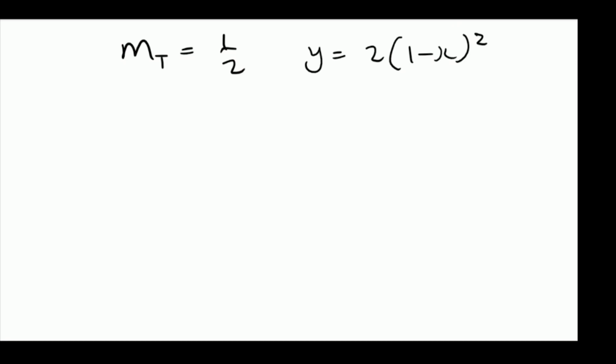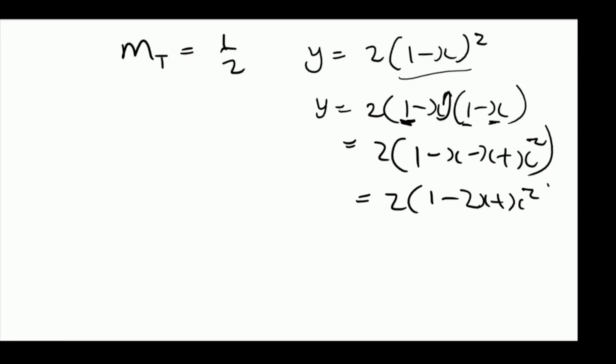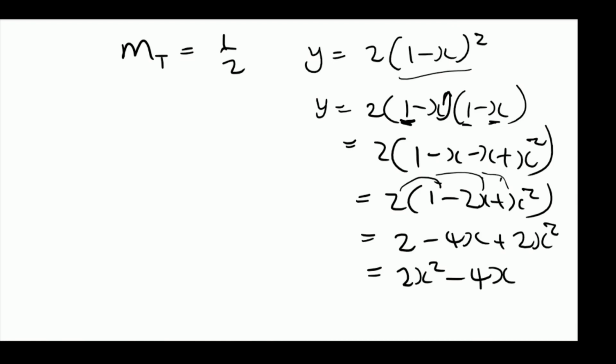So let's first differentiate this, but before we differentiate, let's first expand the product. So y equals 2 into 1 minus x, 1 minus x, and the product is 2 into 1, this 1 multiplied by 1 is 1, this 1 multiplied by minus x is minus x, and minus x plus x squared, which is 2 into 1 minus 2x plus x squared. So we multiply the 2 inside, you're going to get 2 minus 4x plus 2x squared. If you write it properly, you have 2x squared minus 4x plus 2. So this is your equation of y.